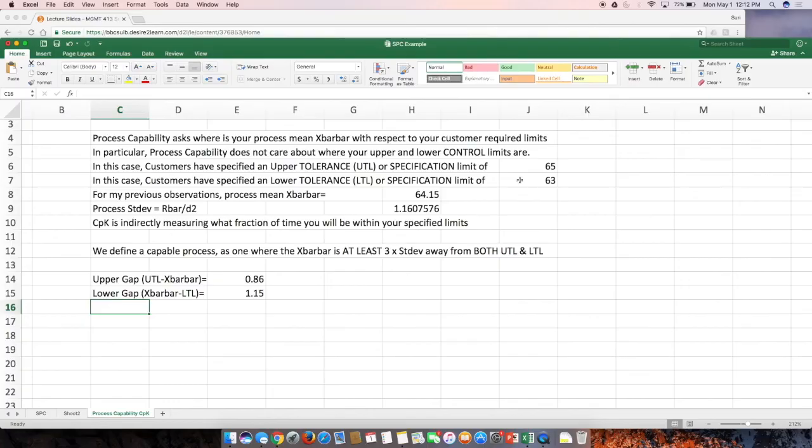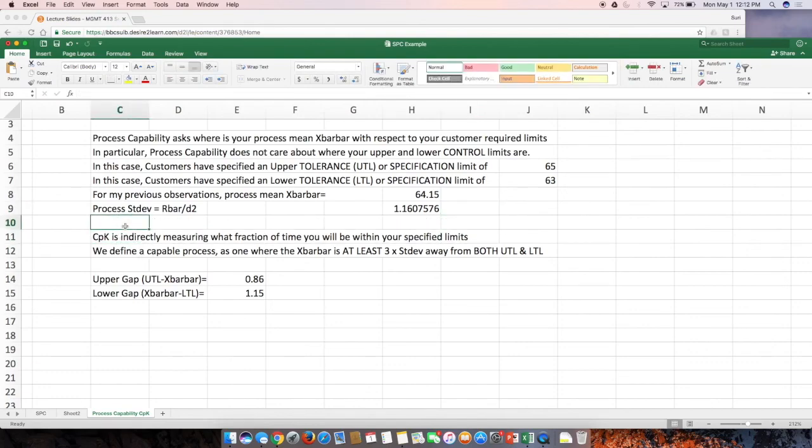The question is, are you 3 standard deviations away? What is 3 standard deviations? 3 times standard deviation. This is called the 3 sigma. What's 3 sigma here? 3 times the standard deviation is 3.48. So you need to have a 3.48 gap between the upper tolerance limit and X double bar, and then between the lower tolerance limit and X double bar.